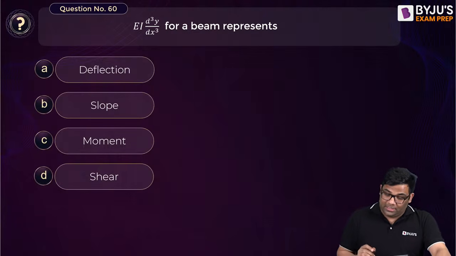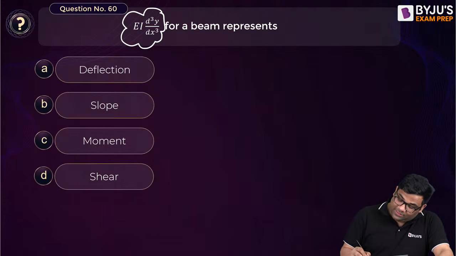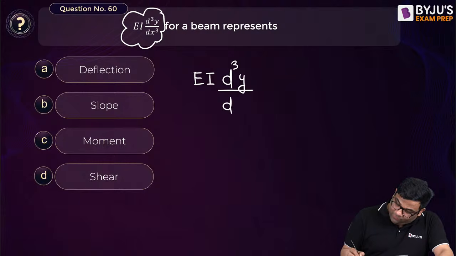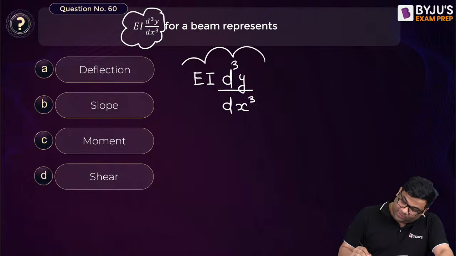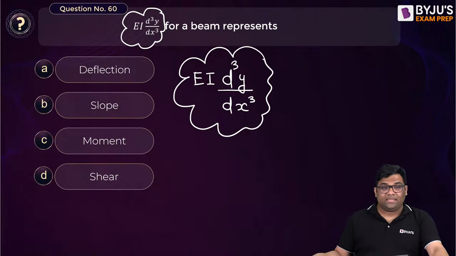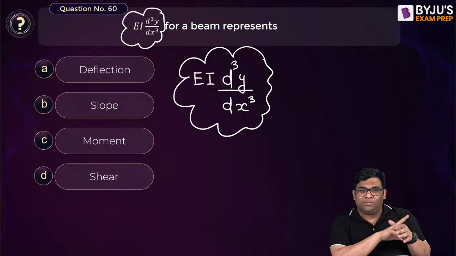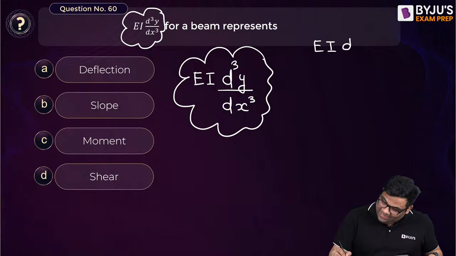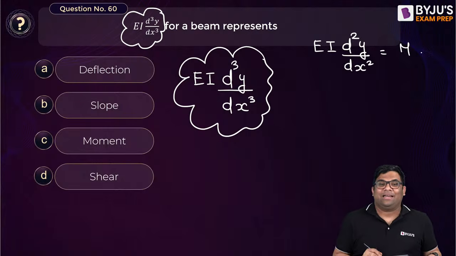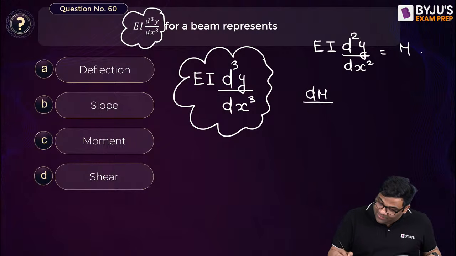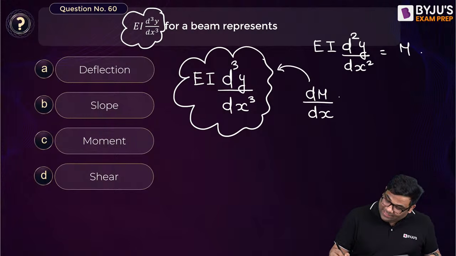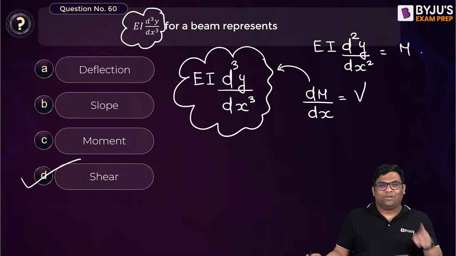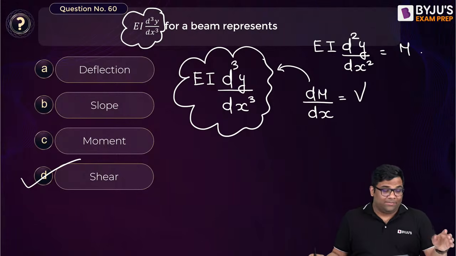Okay, next question. What is this? EI times the triple derivative of y, the deflection, with respect to x. What does this give me? Moment? No, this doesn't give me moment. You see, EI times the double derivative of y with respect to x is the bending moment, right? When you take the differentiation of this, you get this, and this is nothing but the shear force, so it gives shear. It's a good question, right? A little tricky, but again this can be asked in the examination.